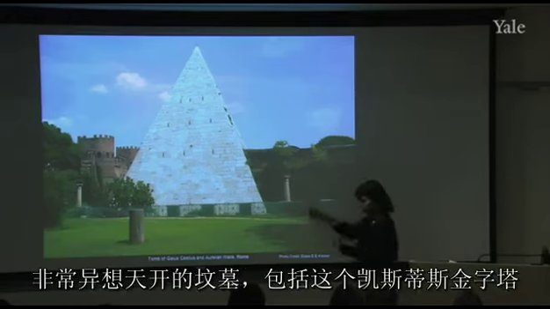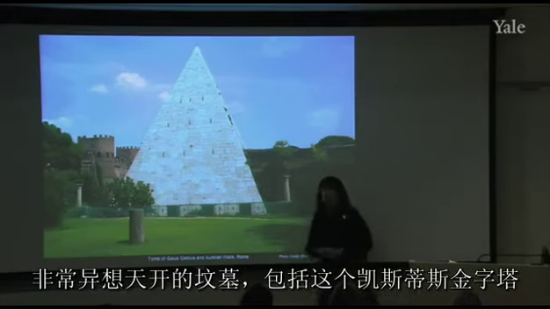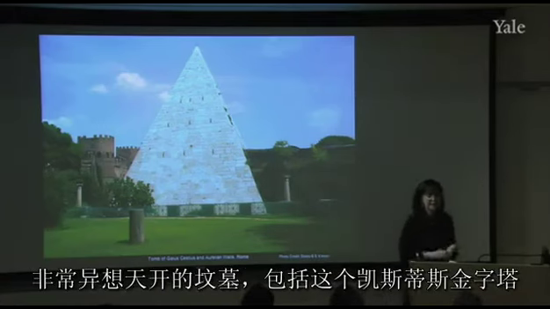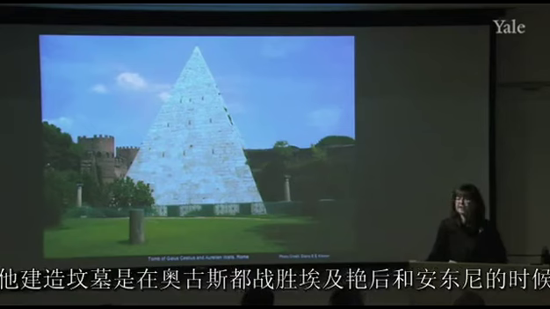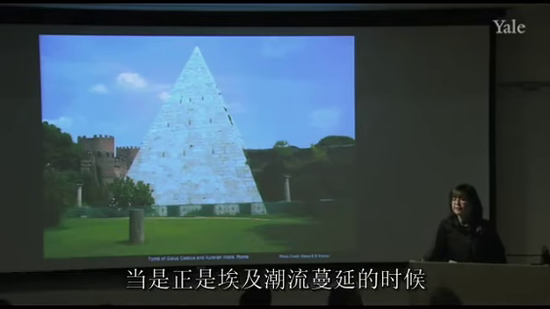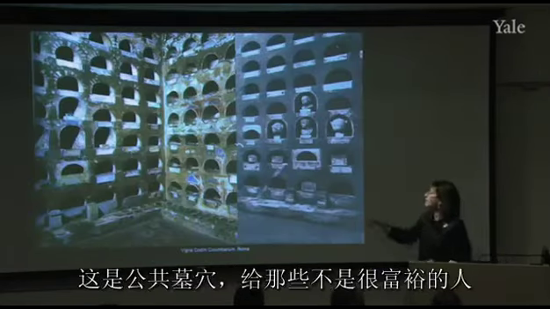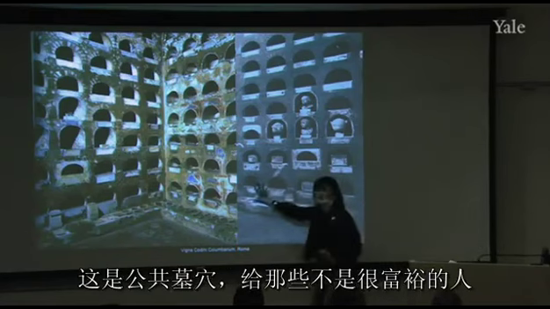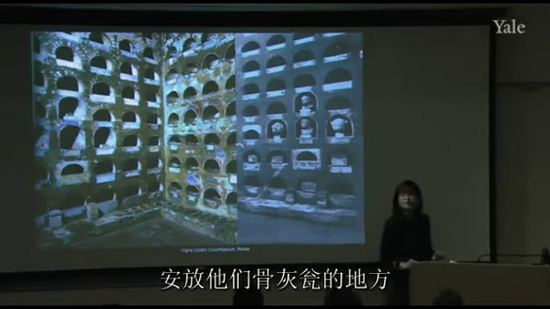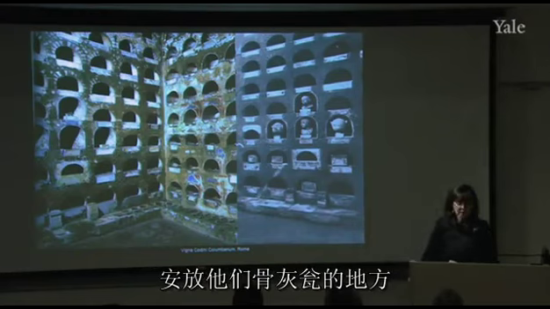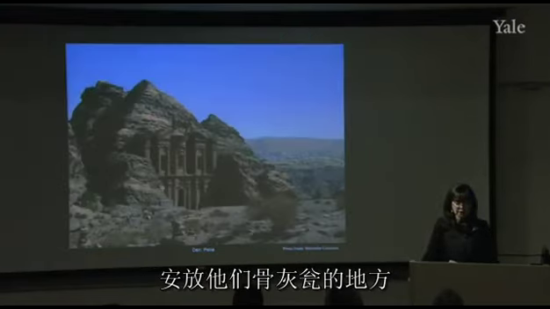Very whimsical tombs, including this pyramid of a man by the name of Cestius, and he built this tomb during a time when a wave of things Egyptian came into Rome, at the time that Augustus defeated Cleopatra and Antony. And then even these communal tombs, communal burial places for the less well-to-do, where their remains were placed in urns.